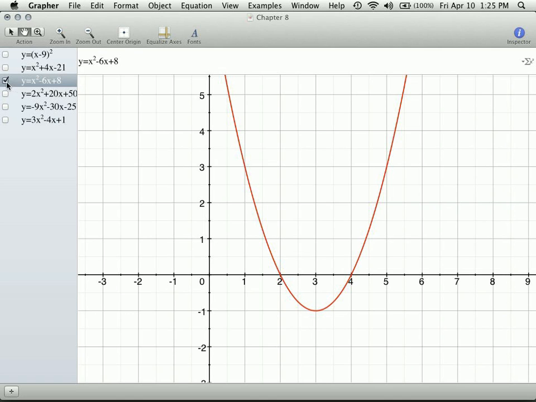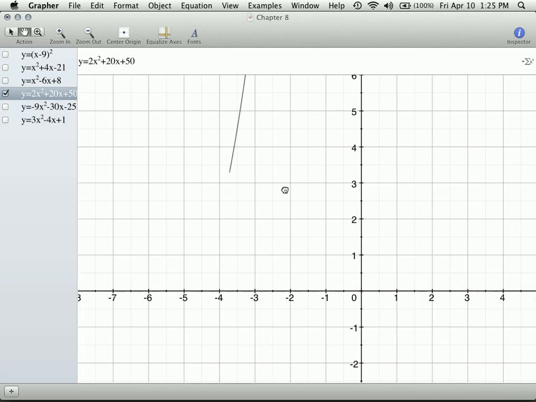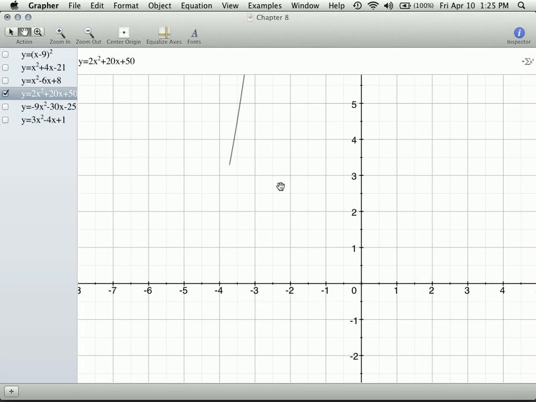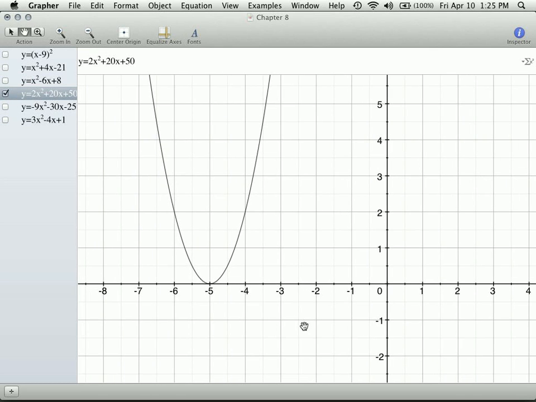All right, let's look at, let's do this one. Hold on, it's loading. So what are the solutions to this quadratic? Garion? -5. You can see it right there.